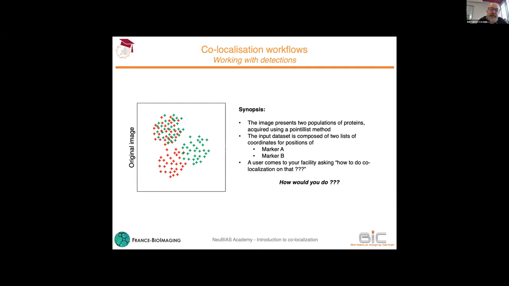Another workflow, which will be the last one, more related to super resolution. Of course, with super resolution microscopy, you end up with a lot of detections. So small crosses, each representing a detection. And you see that there is something happening here. You don't have crosses overlapping, but you seem to have a distribution that is related between the green and the red channel. So how can I prove that here I've got some relationship between the two signals? How to do co-localization on that?